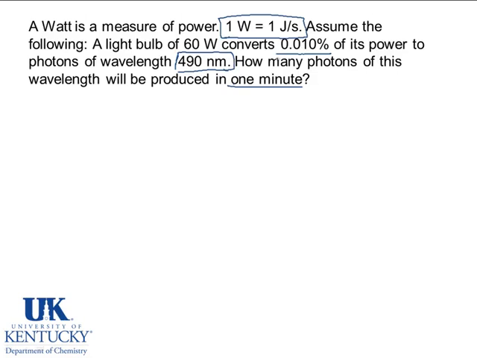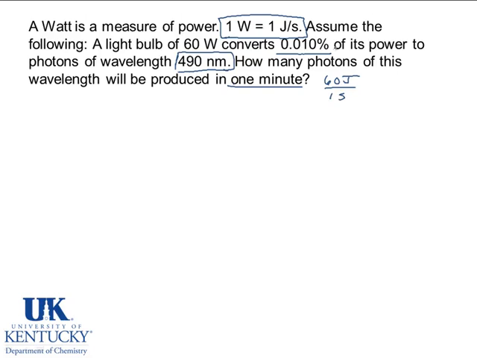Let's begin by writing our conversions that we are given. We know that a watt is 1 joule per second, so we really have 60 joules per second as one conversion tool. Now this is the joules consumed of the light bulb, okay? So this is the joules consumed of the light bulb in 1 second.